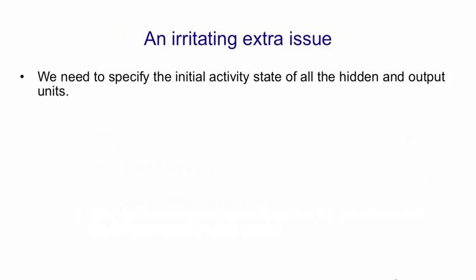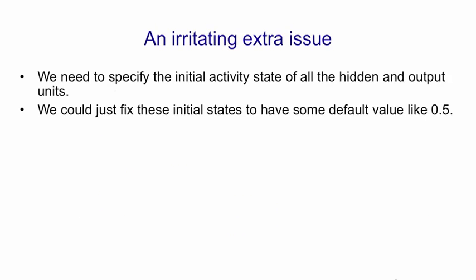There's an irritating extra issue. If we don't specify the initial state of all the units, for example if some of them are hidden or output units, then we have to start them off in some particular state. We could just fix those initial states to have some default value like 0.5, but that might make the system work not quite as well as it would otherwise work if it had some more sensible initial value.